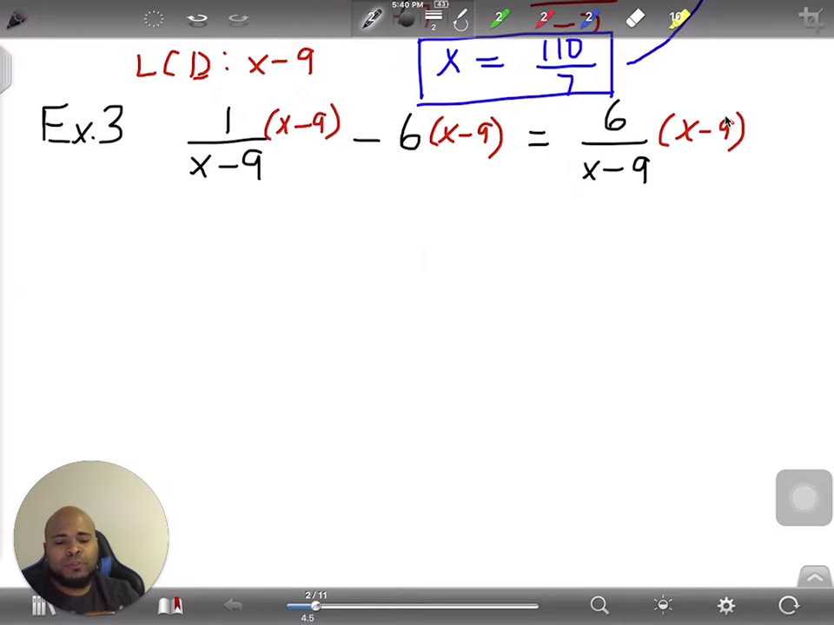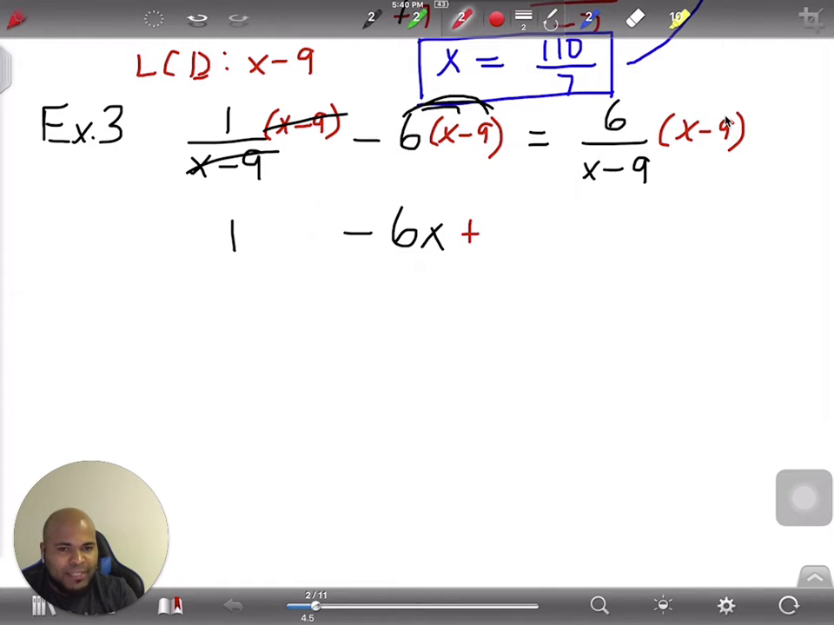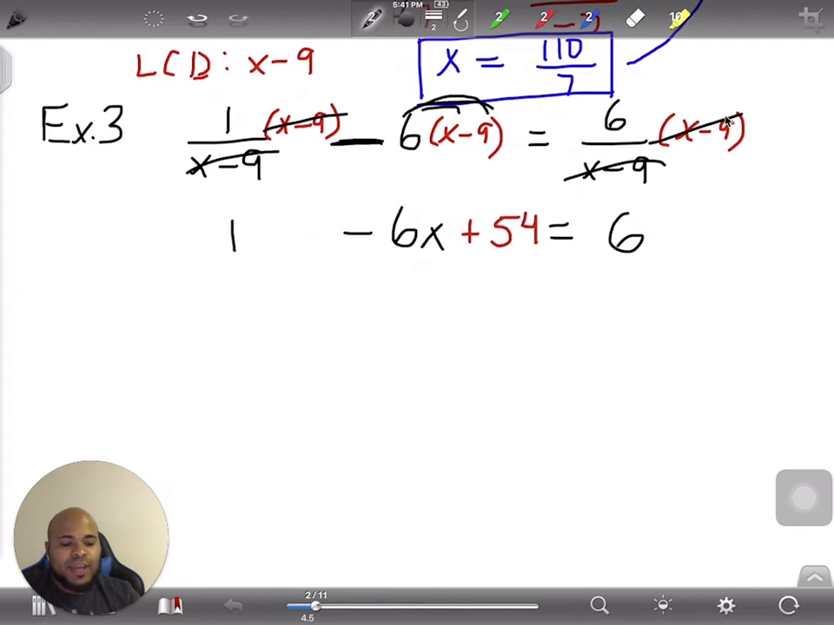Now, the cool thing about multiplying by the denominator is that all denominators will cancel because they're all the same. So this is 1 minus, and then here I can distribute. So 6 times x is 6x. Now, be very careful because this is a negative 6. So negative 6 times negative 9 is a positive, and I'm going to put it in red, positive 54. So when you distribute, make sure that you're using that negative sign, every time you distribute. And then these cancel, and you just get 6.